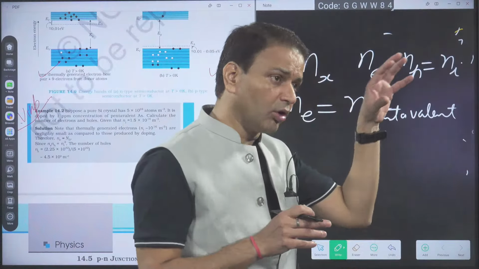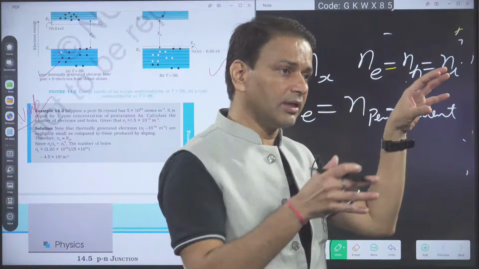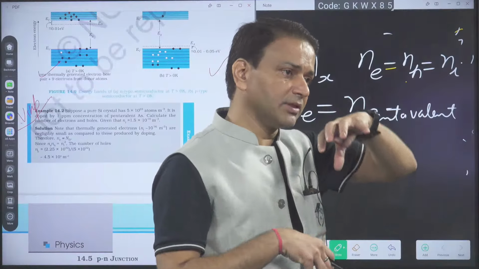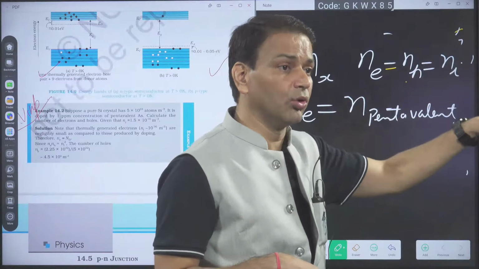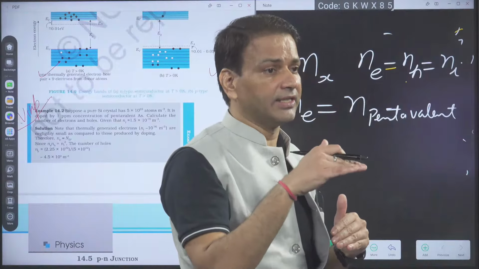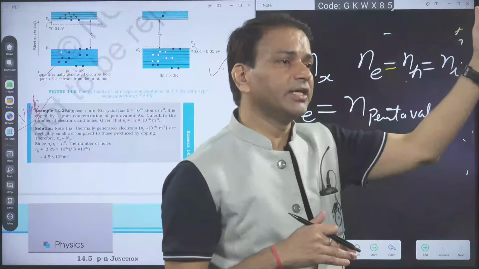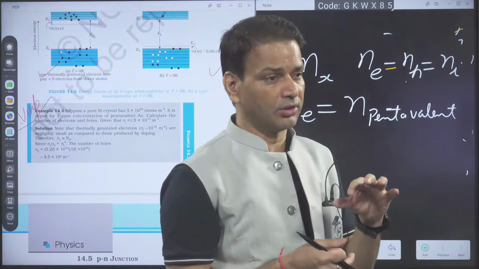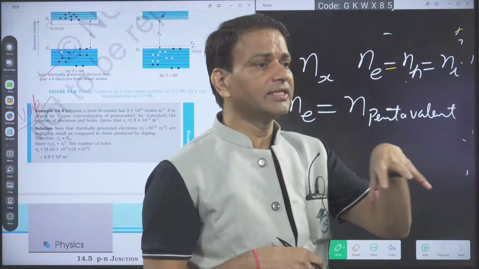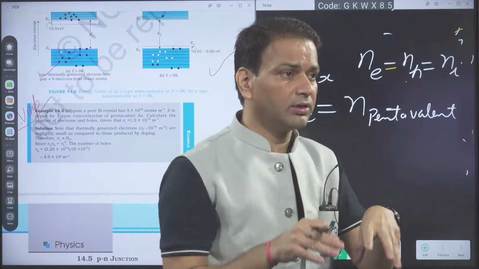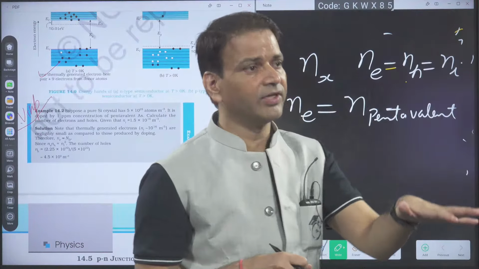Now whatever the hole concentration was earlier, now the electron concentration is high, so what will happen? Some electrons will fill some holes, so the hole concentration will decrease. So it will not be equal to the initial hole concentration when it was pure. Why? Because of the electron density increase, some electrons will fill the holes. So the hole density will decrease.